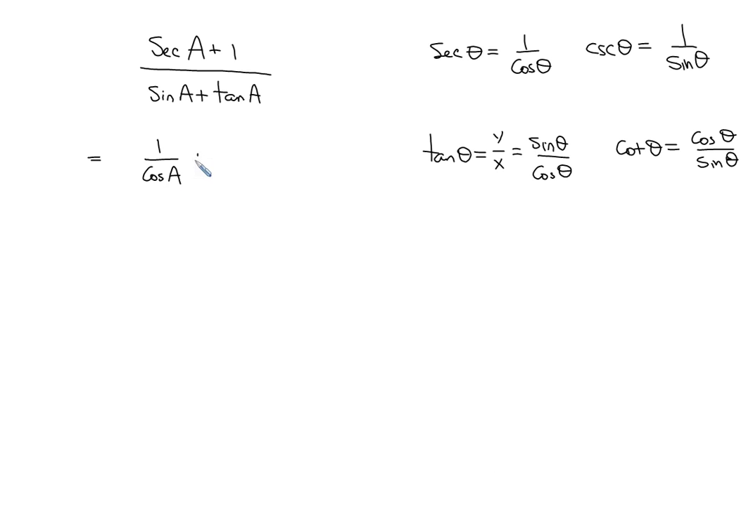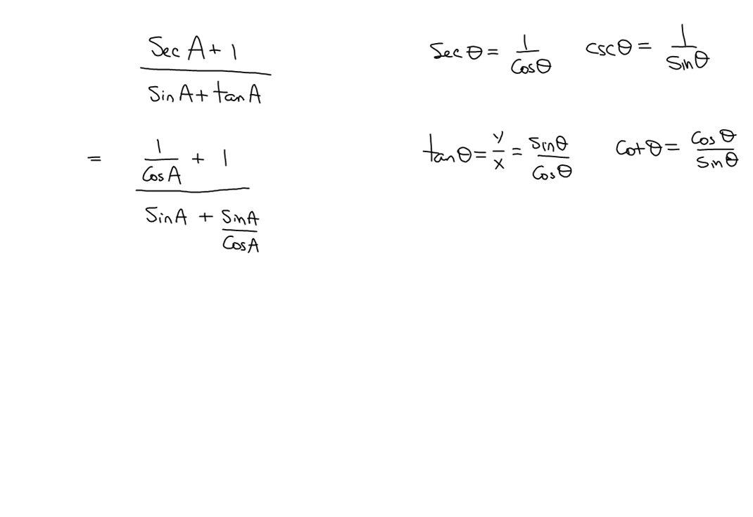So that's our secant of a plus 1 over sine of a, which is already in terms of sine or cosine, plus tangent, which is really what? Sine over cosine. So sine of a over cosine of a. Does everybody see what I did? So I just converted my other trig functions into sine and cosine. Now I have nothing but sine, cosine, and numbers left.